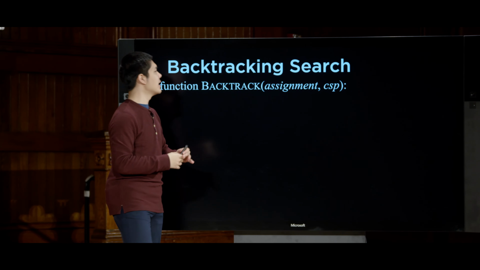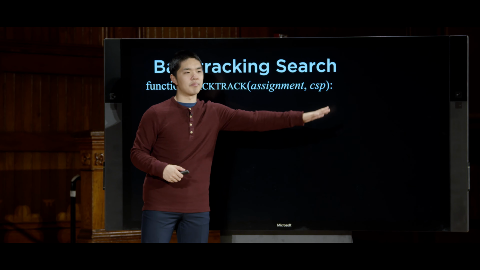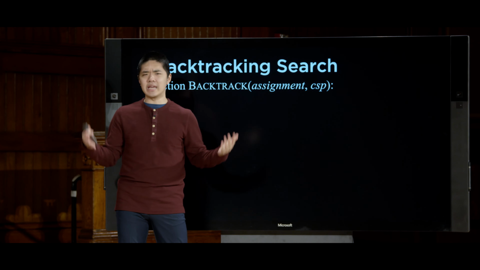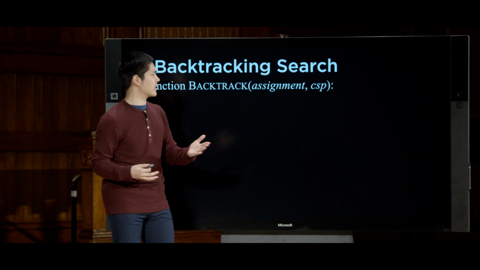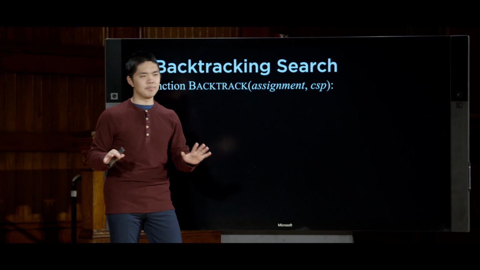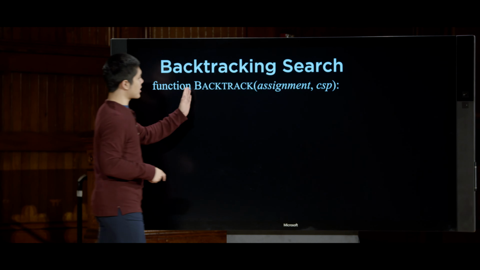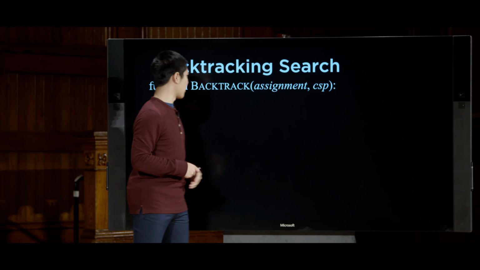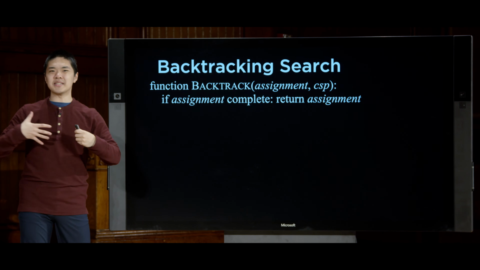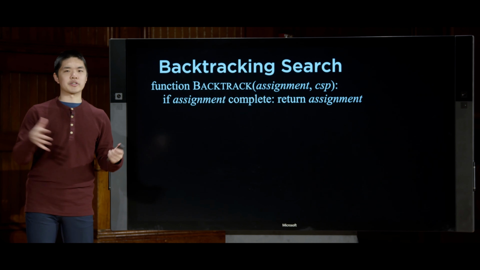Function called backtrack that takes as input an assignment and a constraint satisfaction problem. So initially, we don't have any assigned variables. So when we begin backtracking search, this assignment is just going to be the empty assignment with no variables inside of it. But we'll see later, this is going to be a recursive function. So backtrack takes as input the assignment and the problem. If the assignment is complete, meaning all of the variables have been assigned, we just return that assignment.